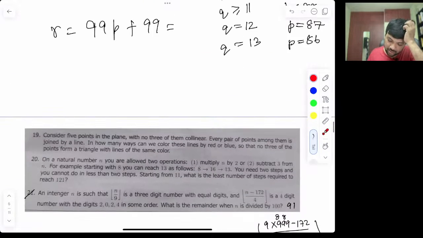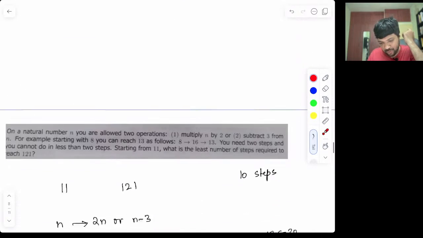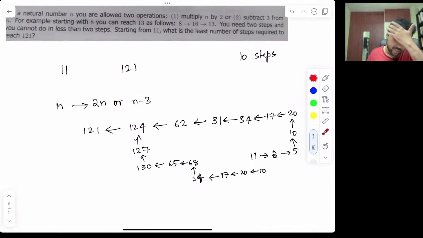So let's come back to this problem. So 10 I seem to be getting, but how do I prove 10 is optimal? Why can't I do it in 9 steps? How does one prove you can't do it in 9 steps? I think subtracting 3 and doubling. Can you do it by binary or something? Is it some binary trick? Subtracting 3 is like subtracting 2 then subtracting 1.